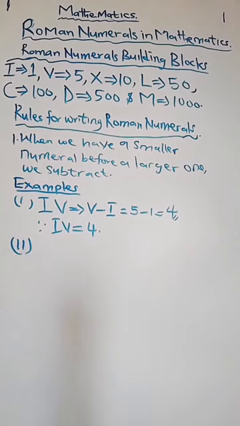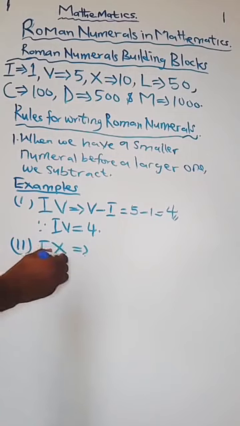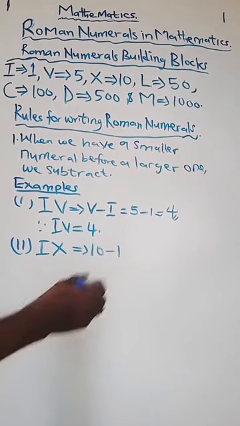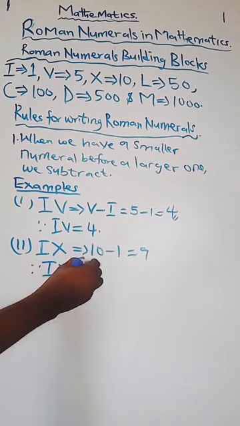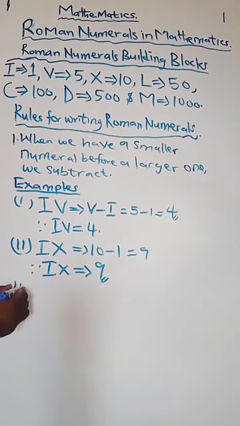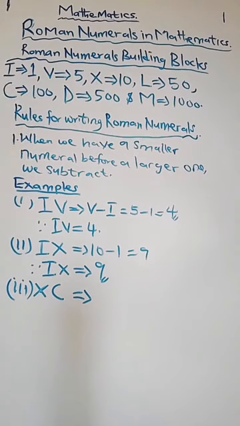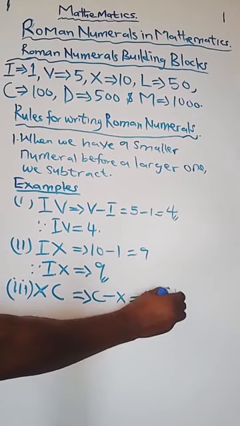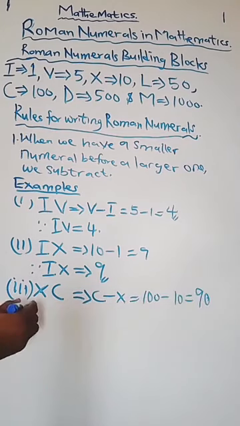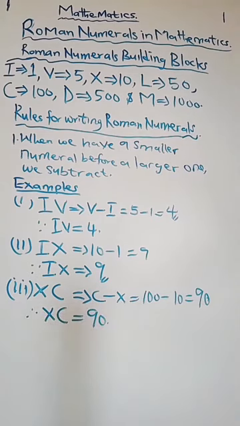Let's look at another example. Let's say you have IX. I is 1, X is 10. So this is 10 minus 1. So this is 9. Therefore, IX is 9. Let's look at one more. Let's say you have XC. X is 10. C is 100. So this will be C minus X, which is 100 minus 10. That is 90. So XC equals 90. So that is rule number 1.